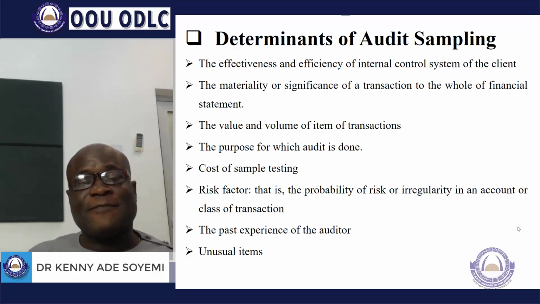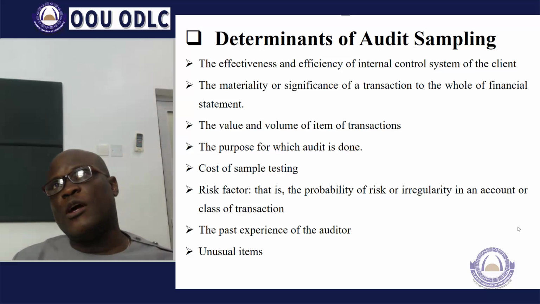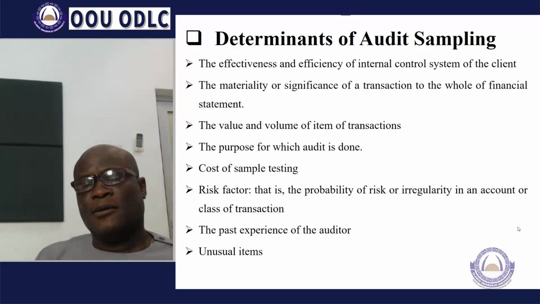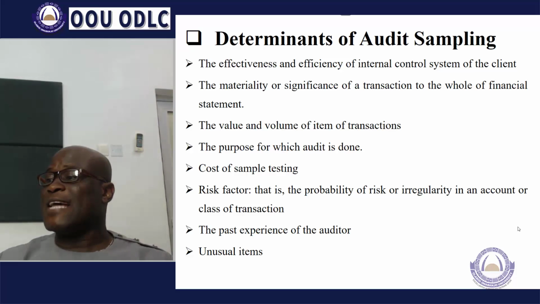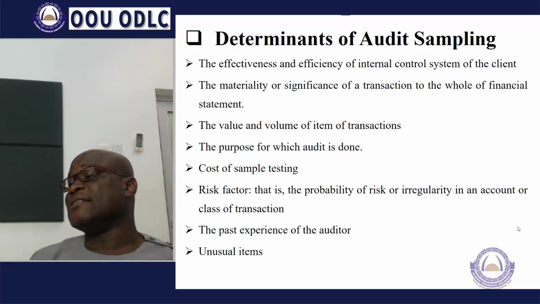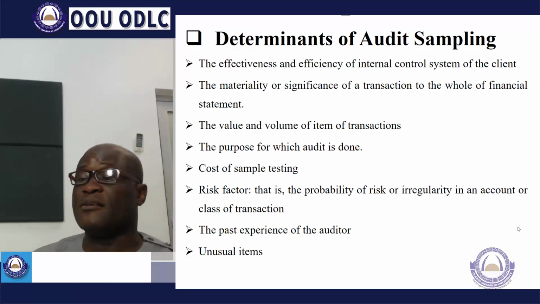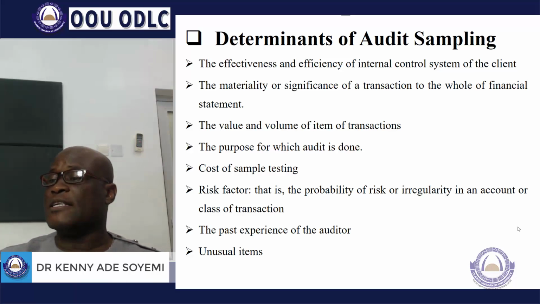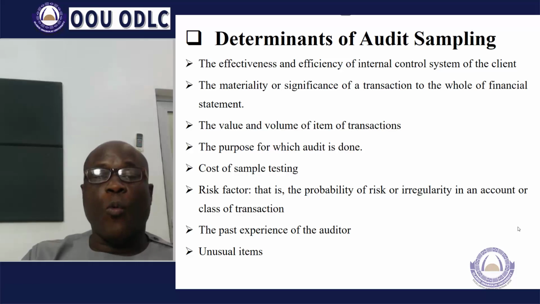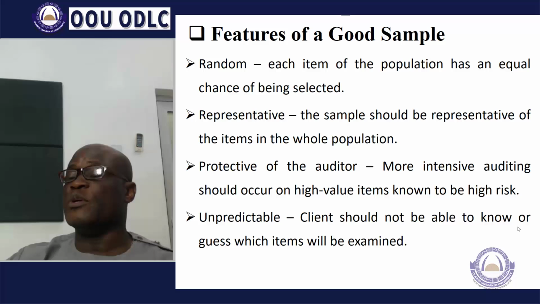Again, another thing that is very important is the past experience of the auditor. One thing that we cannot do away with easily is the experience of the auditor. It serves as a very good determinant. For instance, if in the past he had come across a greater number of irregularities in, say, cash payment, then it's advisable to pay closer attention to cash payment in subsequent years as well. And of course, another one is unusual or one-off items. These are very key in doing all these things.